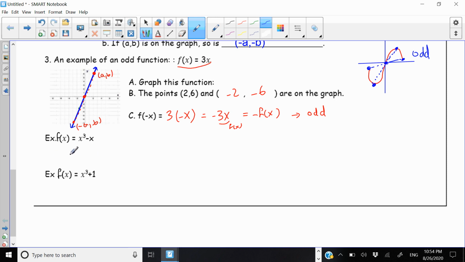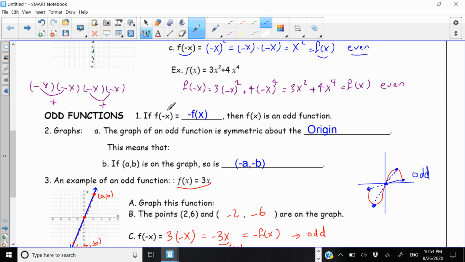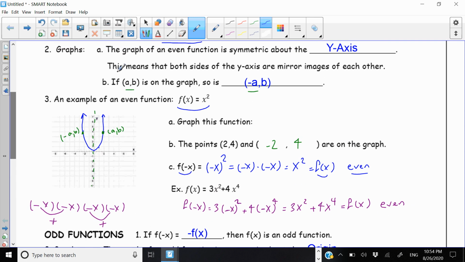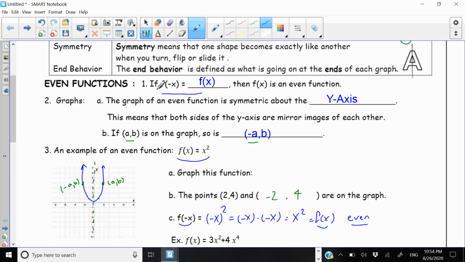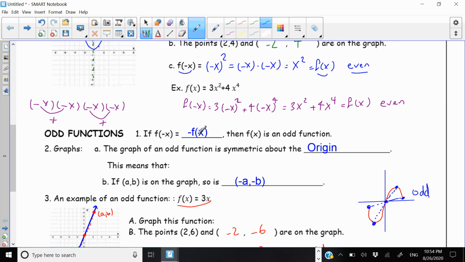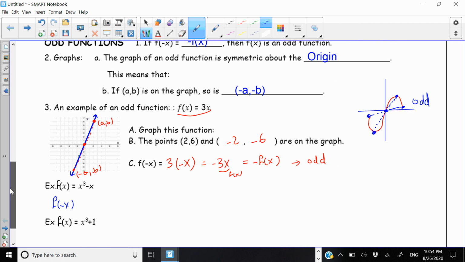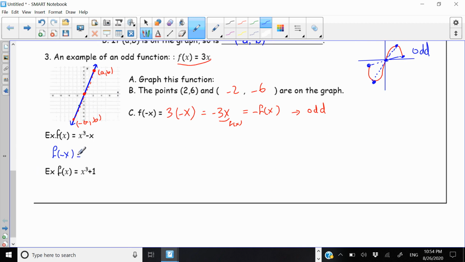So the first thing that I need to do here is to find f of negative x. You see, in both cases, I need to find f of negative x, like here. If f of negative x is equal to f of x, I can say it's even. If that's equal to negative of f of x, that will be odd. So let's see what's going to happen to this one.